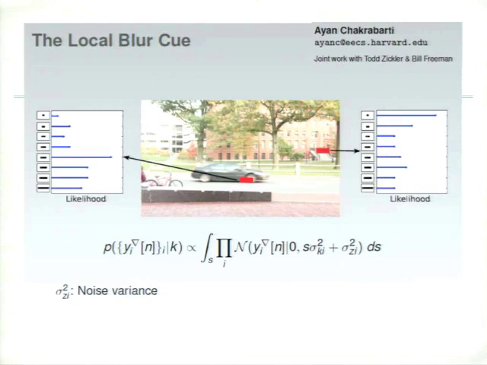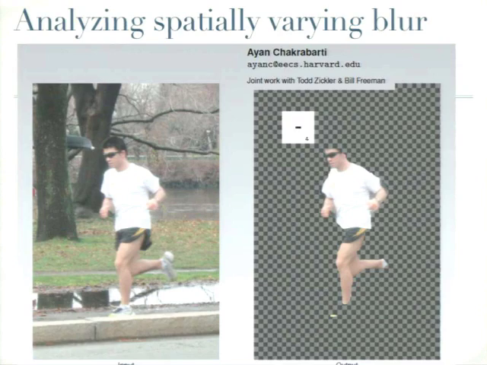This is joint work with Ayan Chakrabarty, graduate student at Harvard, and Todd Zickler. You can use blur to help you learn about the image. You can use it to help segment out the blurred from the non-blurred objects if you have a carefully designed prior model for how images ought to look and how blurred images ought to look. You can make a one-dimensional search over all possible motions and find the most probable speed of any one region and segment out the individual region according to how it was blurred. So here's a segmentation of the blurred runner.